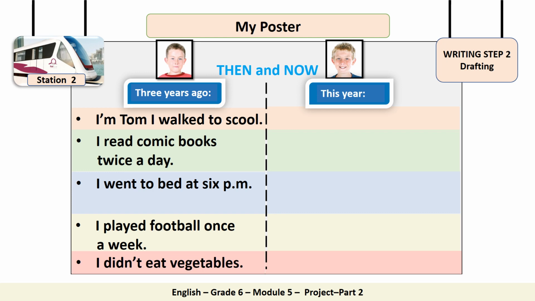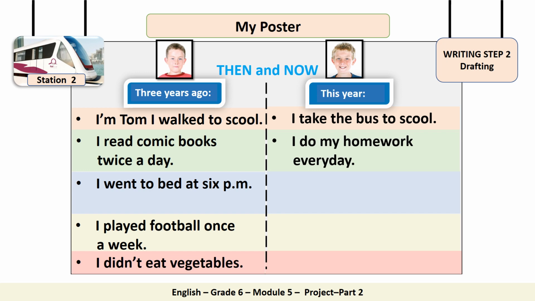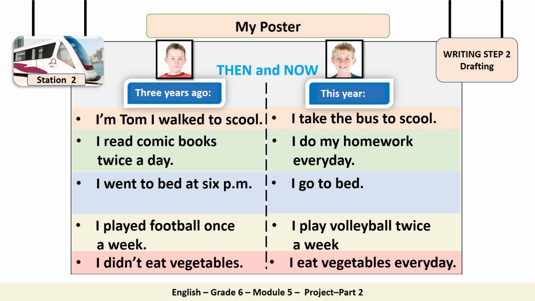Let's continue writing. This time, you're going to write about things you do this year. I take the bus to school. I do my homework every day. I go to bed. I play volleyball twice a week. I eat vegetables every day.